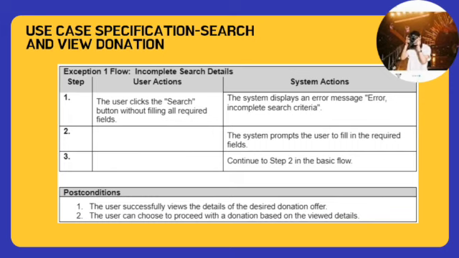Now, for the exception one is incomplete search detail. The user clicks the search button without filling all required fields. The system will display an error message, error incomplete search criteria. The system prompts the user to fill in the required field. It will continue to step 2 in the basic flow.